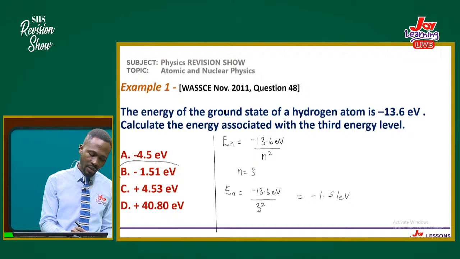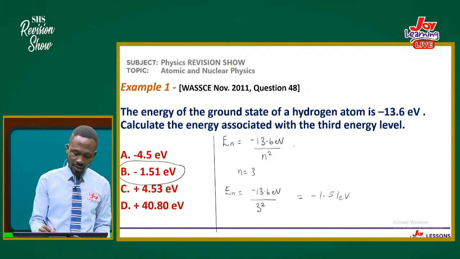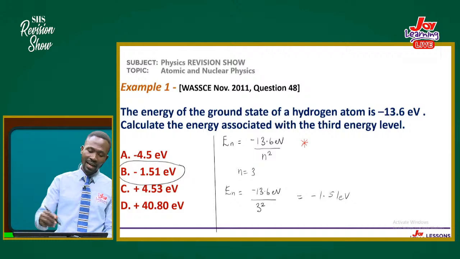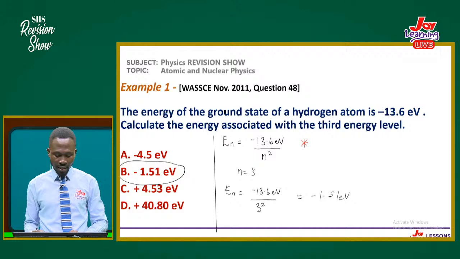So this is also a past question. So you have to note this expression down, that for the hydrogen atom, the energy associated with any level is given as minus 13.6 electron volts over n squared. So if it is the first level, n becomes 1. If it is second, n equals 2. If it is third like this one, n becomes 3.